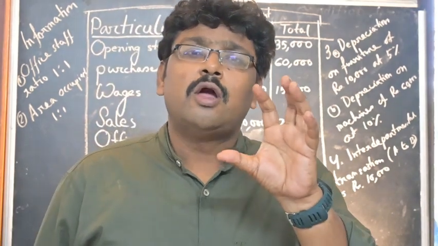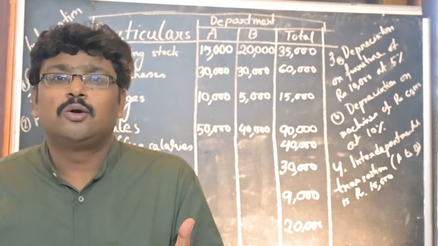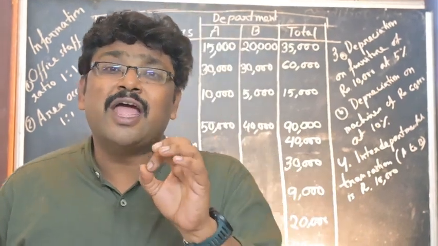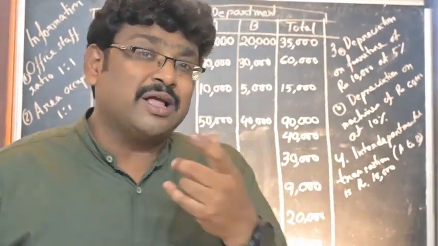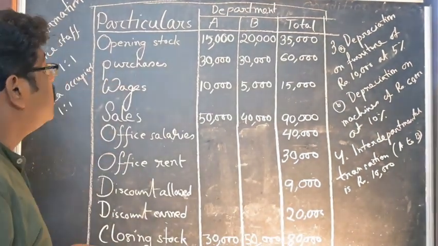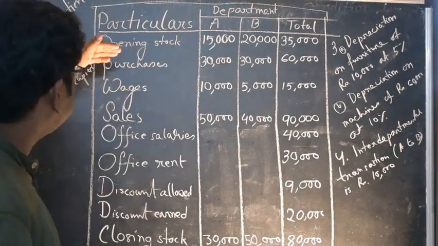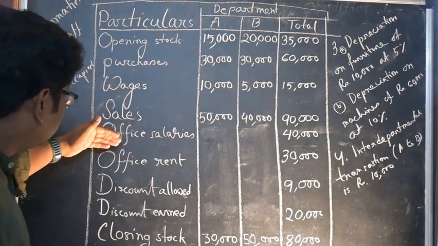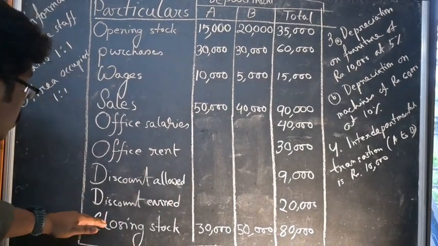So I discussed this problem with an accounting problem, that is a mathematical problem, and we will try to solve this problem and look at the mathematical problem on the blackboard. Here the particulars are given. Particulars means opening stock, purchases, wages, sales, office salaries, office rent, discount allowed, discount earned, and closing stock.